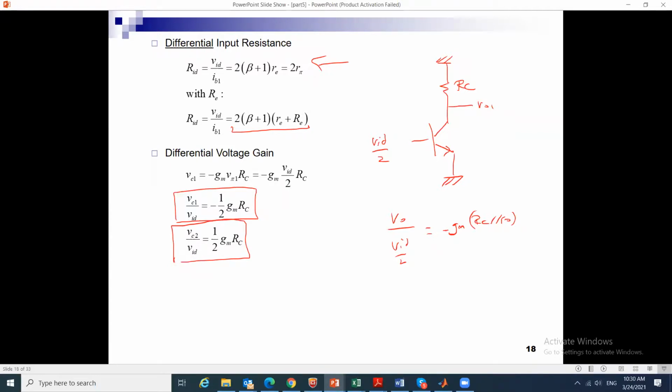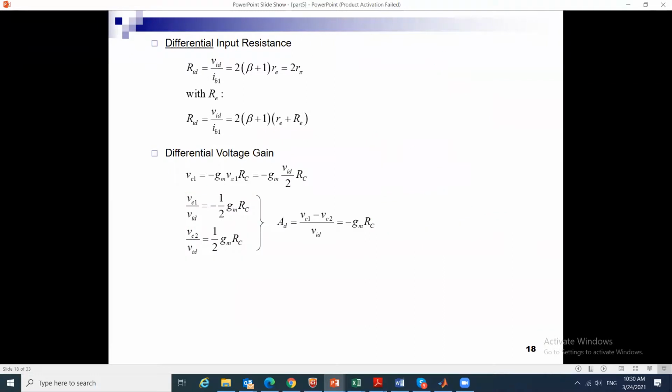Okay, so this is the differential voltage gain, and this means that the differential output VC1 minus VC2 over VID is minus GM RC. Okay, differential gain, differential output. And now in the presence of RE, let me derive this equation for you quickly.